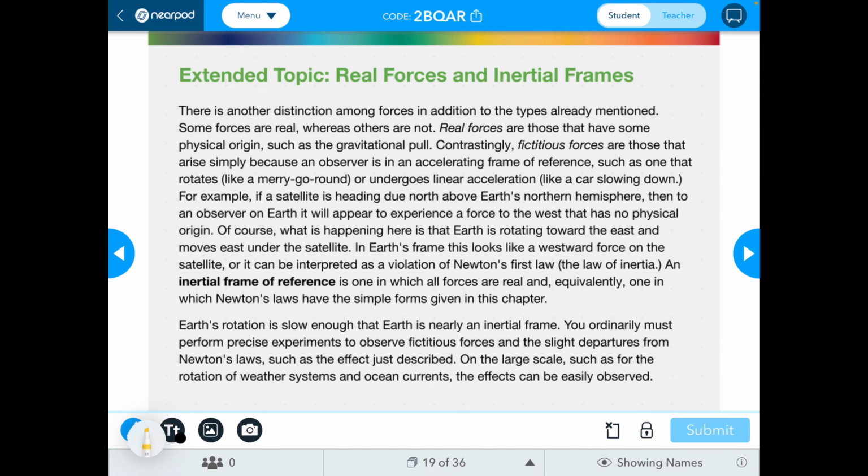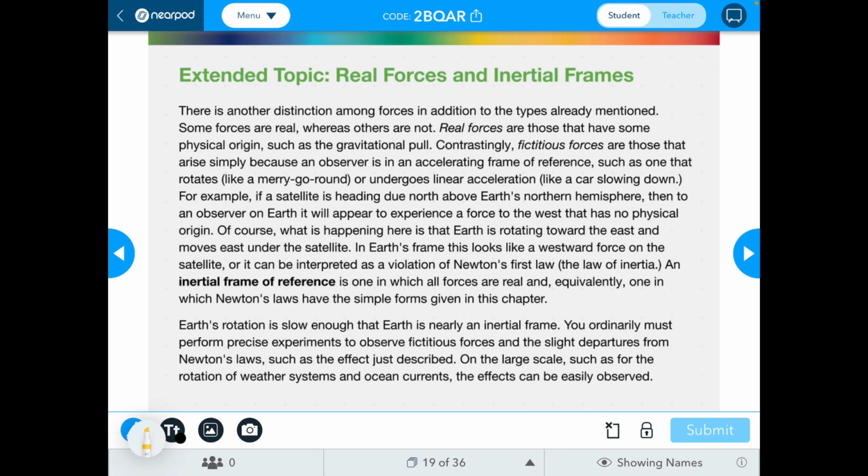So this next part is about inertial frames of reference and these things called fictitious forces. Examples would be cars slowing down, or going around on a merry-go-round. They arise simply because an observer is accelerating in a frame of reference, such that one rotates or undergoes linear acceleration. For example, a satellite is heading, here we go. The real good example here is the satellite one they have listed.